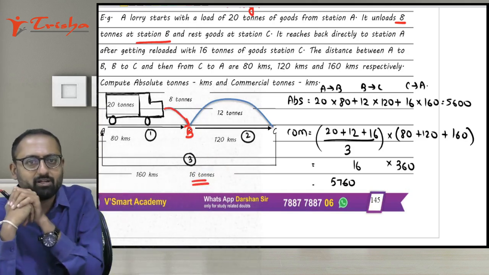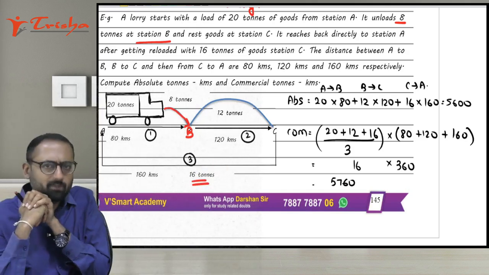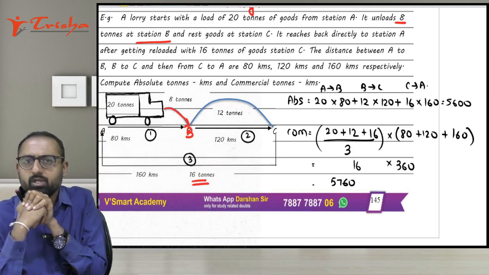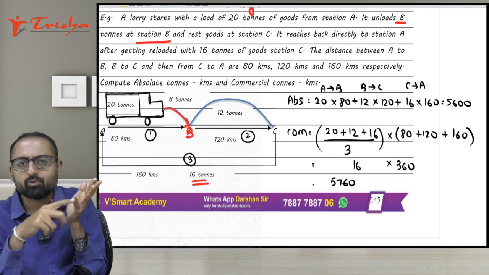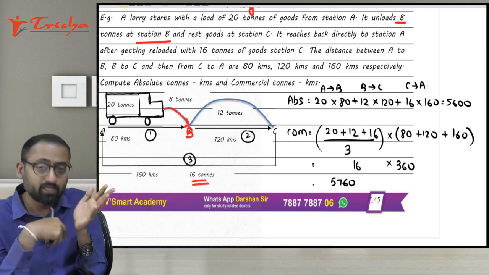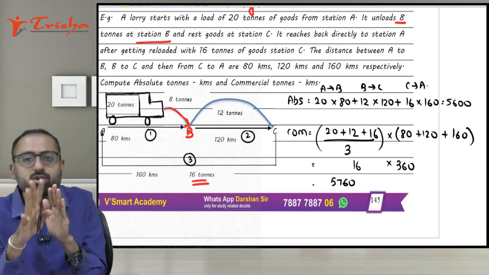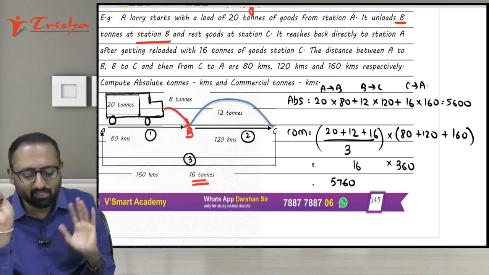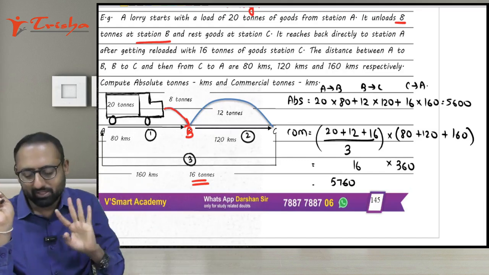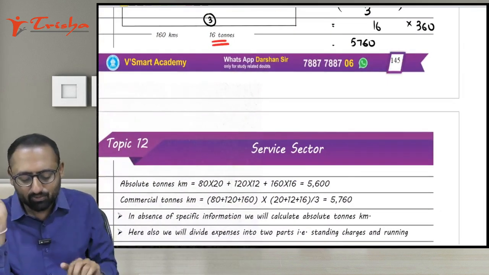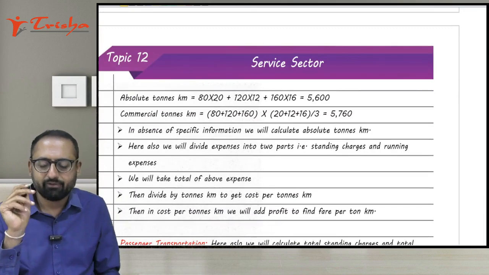The journey was divided into three parts. Suppose one more permutation combination was possible. Suppose a truck is going from A to B, then B to C, then C to B, then B to A. Then four journeys will be considered. But here from C it is coming back directly to A, so three journeys are considered. I hope this point is clear to every one of you.